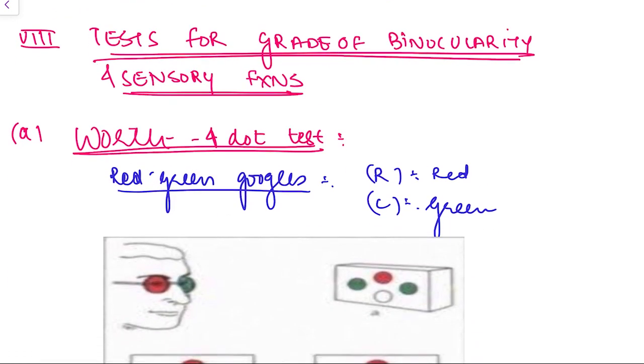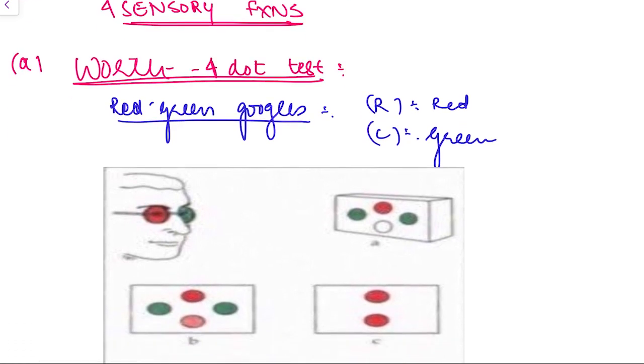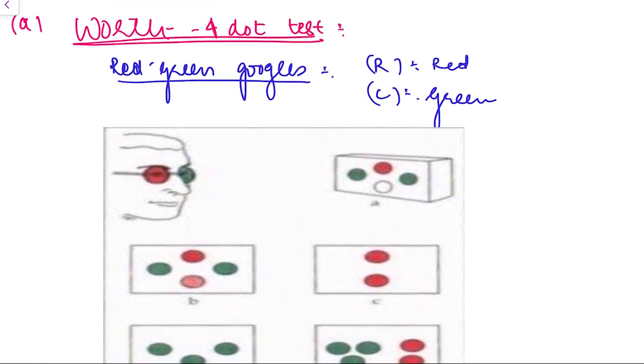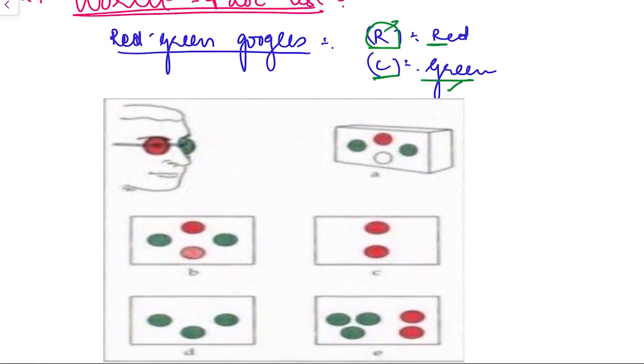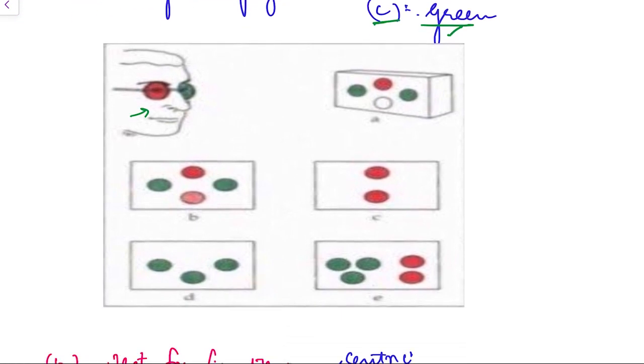Now for the tests for the grade of binocularity and the sensory functions. First one is the Worth 4-dot test. In this we are using the red green goggles. The mnemonic for this is: R for right, R for red, and L for the green glasses, left eye green glasses, like here you can see in this diagram.